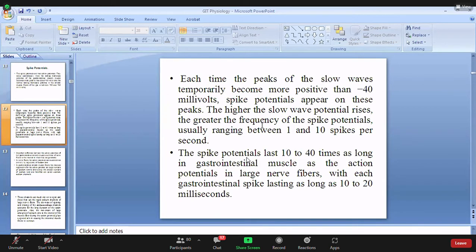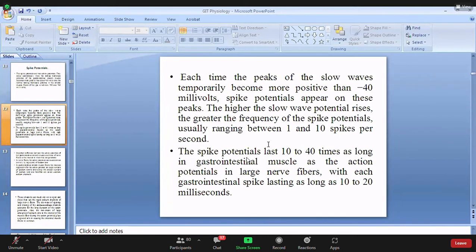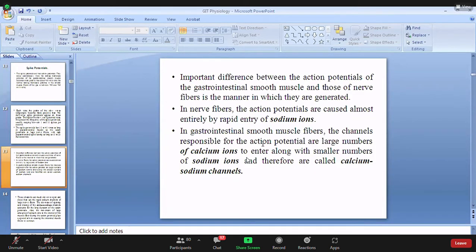And this spike potential lasts 10 to 40 times as long as the action potential in a large nerve fiber, each gastrointestinal spike lasting for 10 to 20 milliseconds. And the most important difference between the action potential of the GI tract smooth muscle and nerve fibers is what? Can anybody tell me?